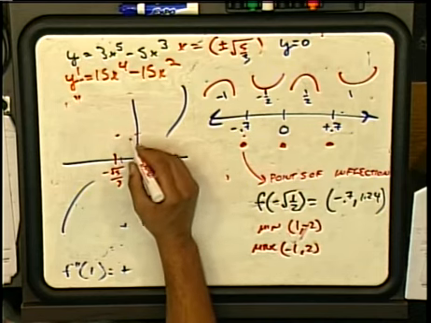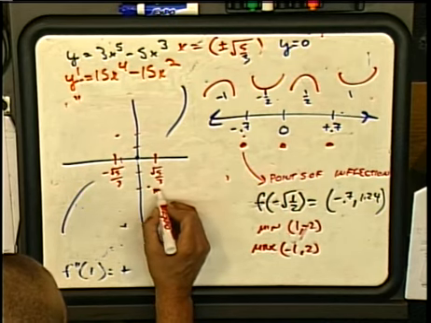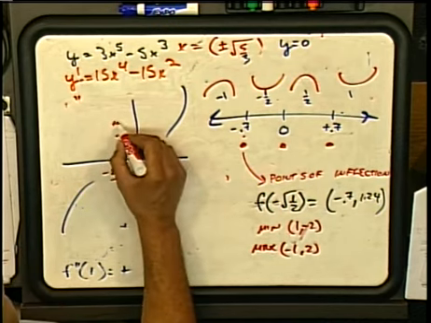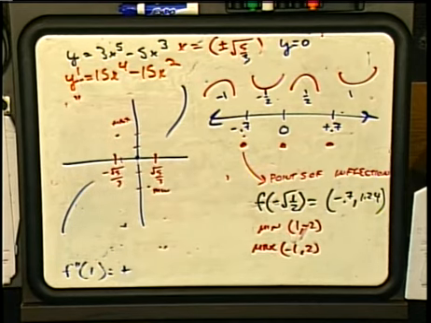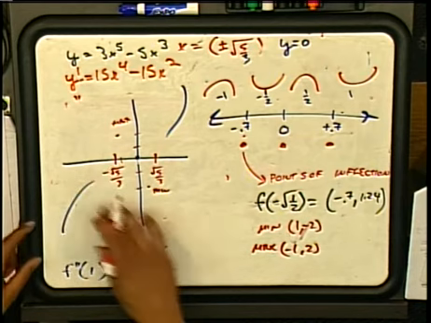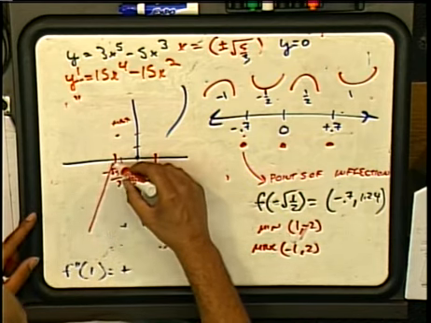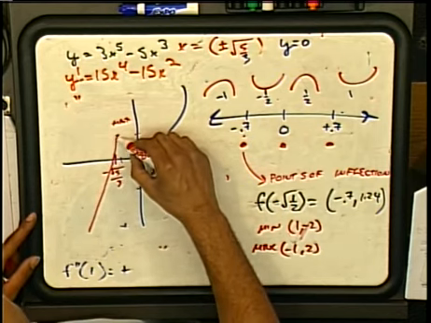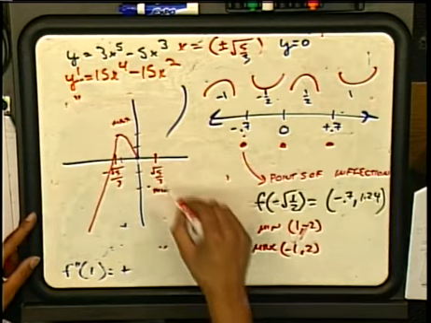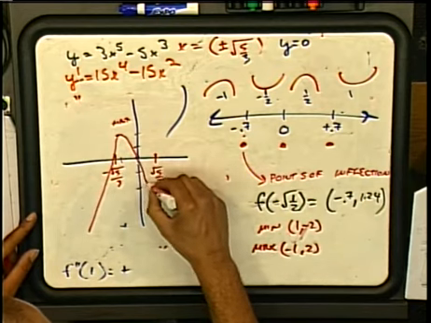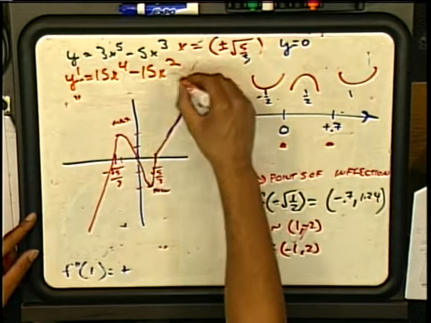This is the minimum. This is the maximum. And it crosses the x-axis at 5/3. So we're looking like this. Maximum, crossing the y. Minimum, crossing back right here. And up like that.